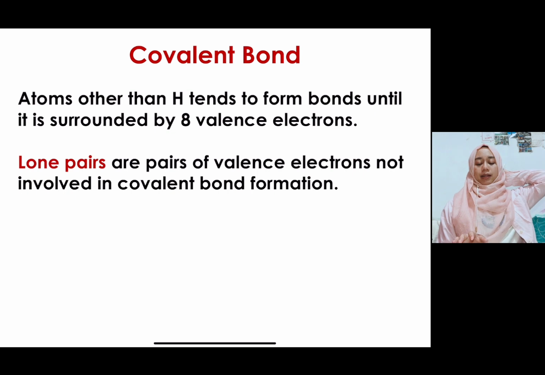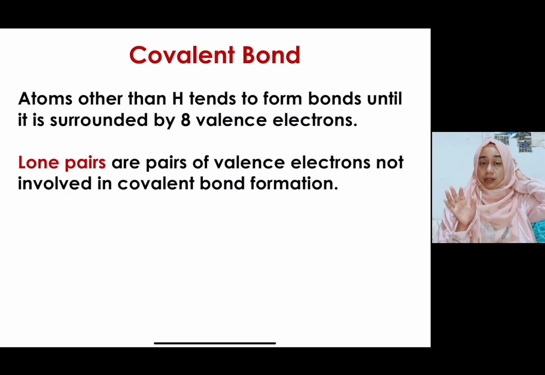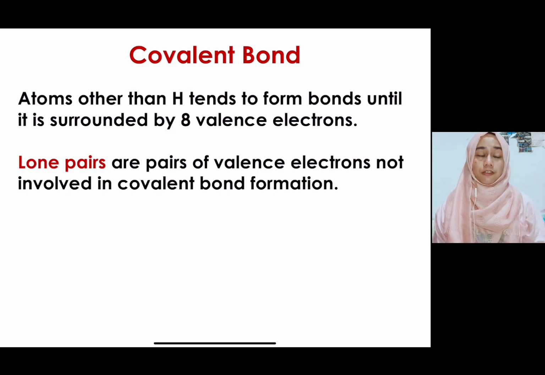Okay, so lone pairs are pairs of valence electron that does not involve in a covalent bond formation. Okay, so lepas ni Miss tunjuklah apa lone pair tu. So basically the one that involve in sharing electrons are the ones yang unpair electron yang Miss cakap tadi. Okay, cuma unpair electron saja yang akan involve untuk bond formation. Kalau lone pair ni dia tak involve pun.